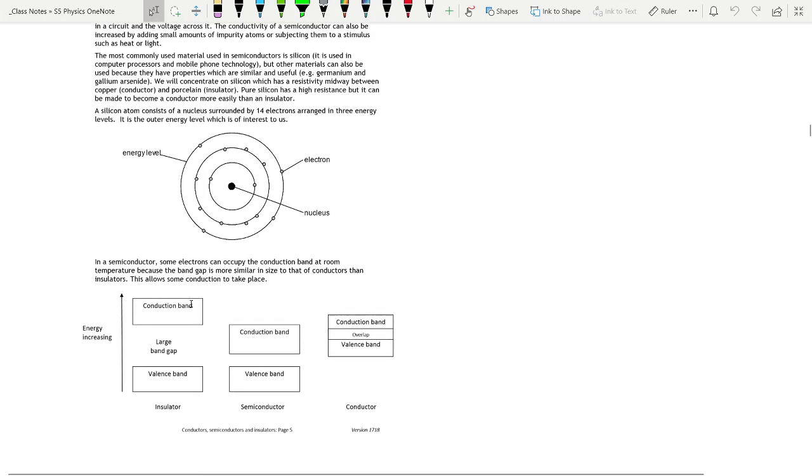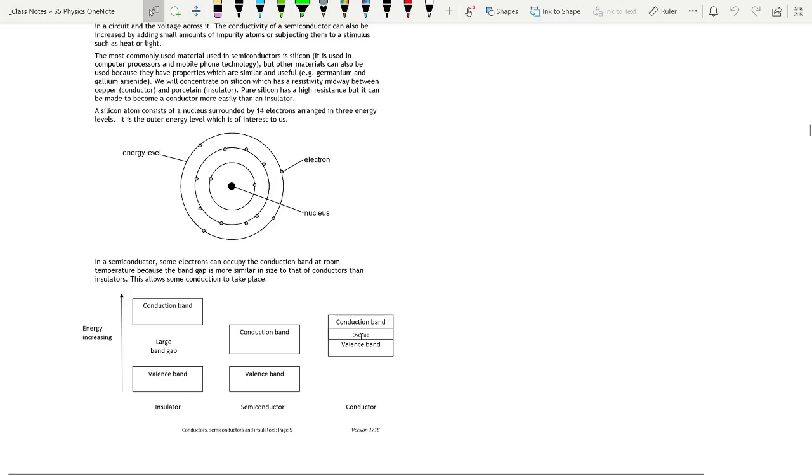Whereas insulators have to have a huge amount of energy for anything to happen, semiconductors only require a small amount of energy to promote the electrons and allow them to move. Or, as you'll see later, you can also introduce impurity atoms that will allow the semiconductors to conduct. So semiconductors have a smaller band gap. It's much smaller than the insulator.